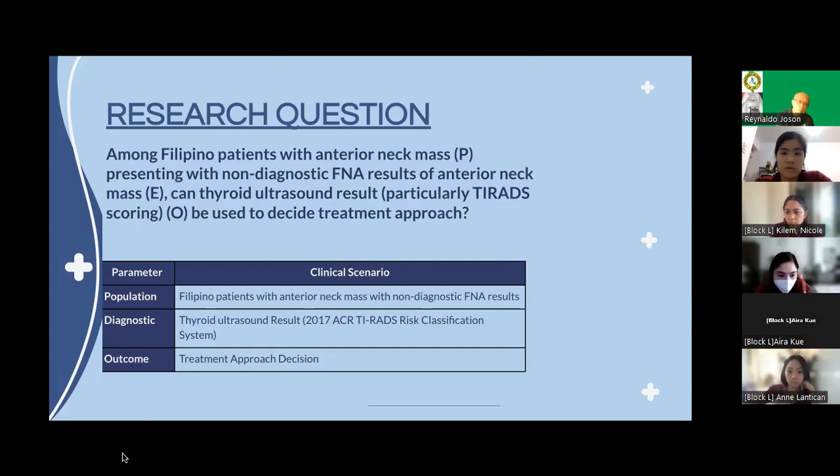So, the population is Filipino patients with anterior neck mass with non-diagnostic FNAB results, and the diagnostic use is thyroid ultrasound results, particularly the thyroid risk classification system, and the expected outcome is: can it be used to decide treatment approach for that population? So next.